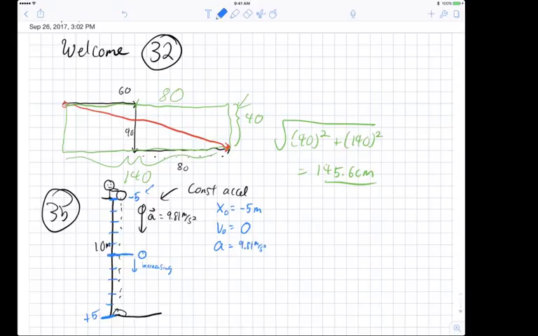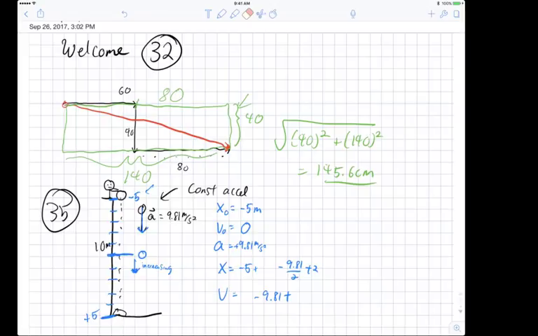Is it positive or negative? The direction of the acceleration is in the same direction as increasing, so it's positive. So I'm going to plug these into my equations. X is equal to -5 plus 0t minus 9.81 over 2 t squared. And v is equal to 0 minus 9.81 times t. I'm going to erase some things here just so that I can make my life easy.